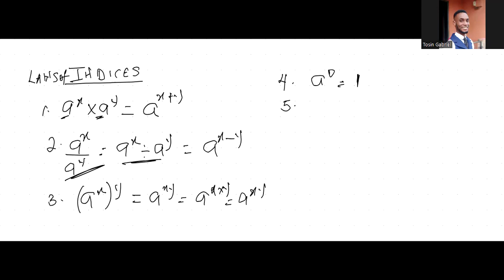Then the fifth law: you have a raised to the power of x divided by b raised to the power of x. You notice that here we have different bases but the same power. So what you do is, since they have the same power, you pick one of the powers and put it.